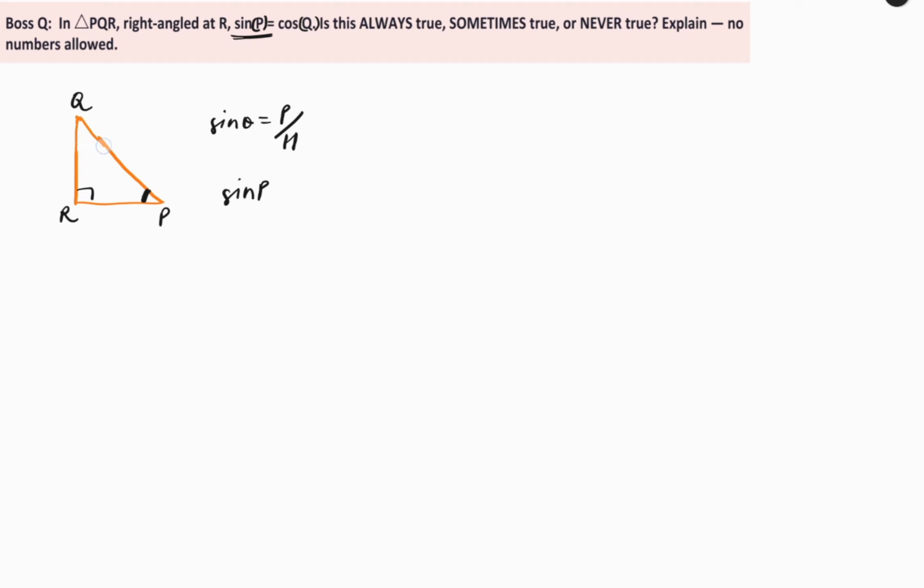Okay, we will just forget about this one. Fine. Now sin P is equal to perpendicular. So what is the perpendicular? It is opposite to the angle. Perpendicular is this QR. Hypotenuse is this one, PQ. Okay, now cos theta. Now we have to find cos theta. तो cos theta का फॉर्मूला क्या होता है?